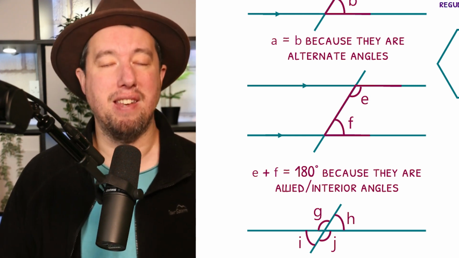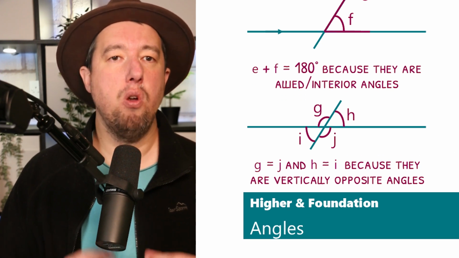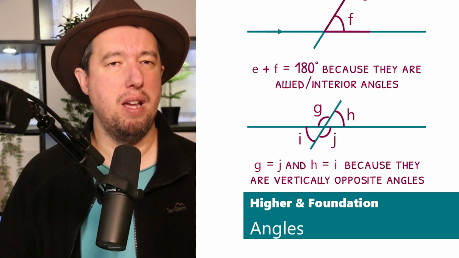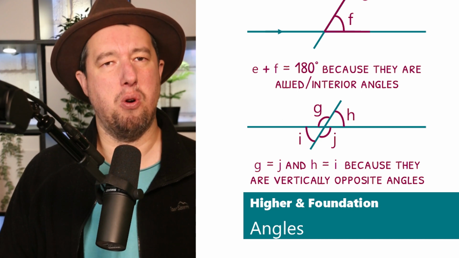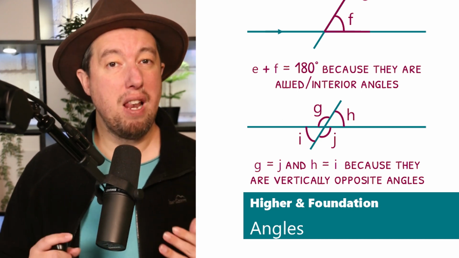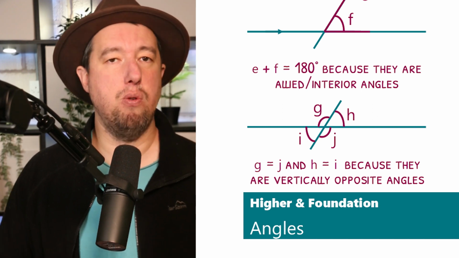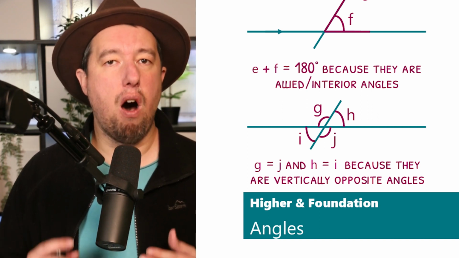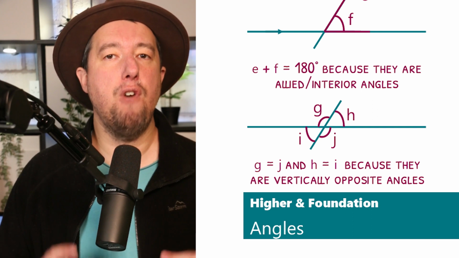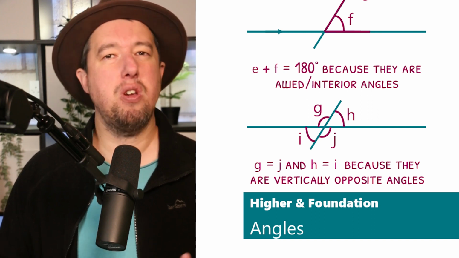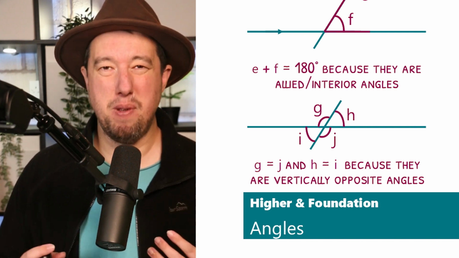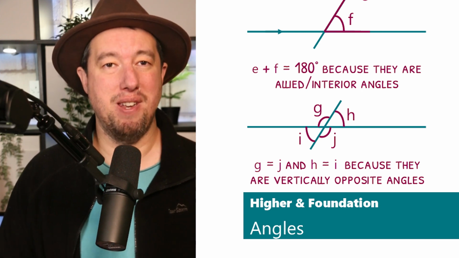Vertically opposite angles are not exclusive to parallel lines, but this seems like a good time to talk about them. When you have two straight lines intersecting, you will end up having two acute angles and two obtuse. The pairs of angles are equal, so we say they are vertically opposite. Sometimes you can get away with saying just simply that they're opposite, but you do so at your own risk.